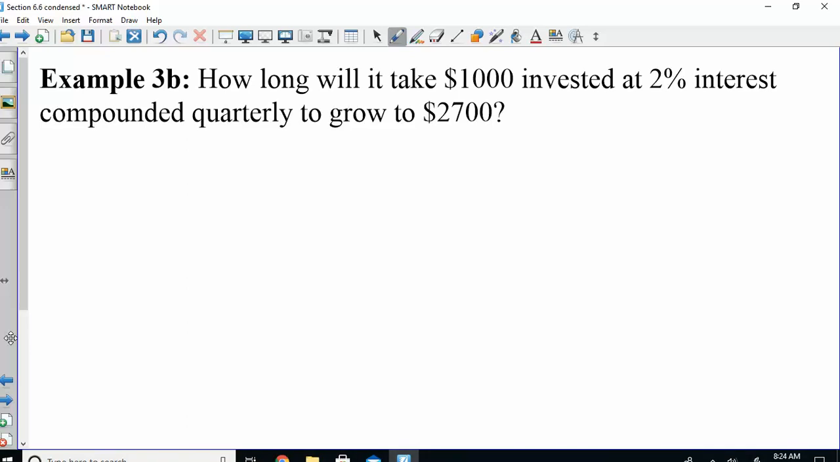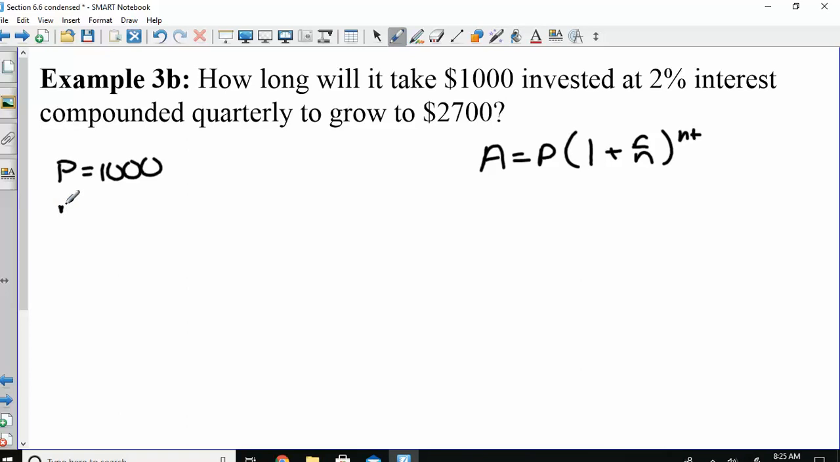So how long would it take $1,000 invested at 2% interest, compounded quarterly, to grow to 2,700? Which formula is this? Okay, so all of those are there on that front. What is the 1,000? P, that's the amount today.